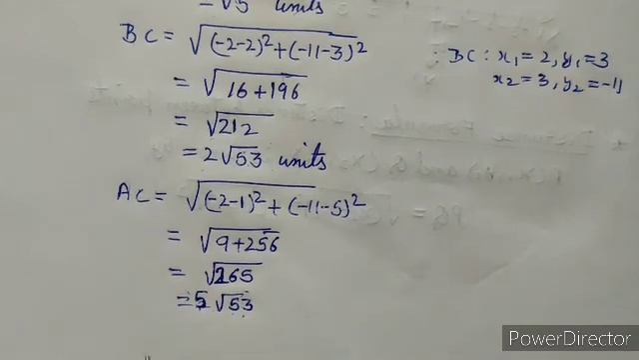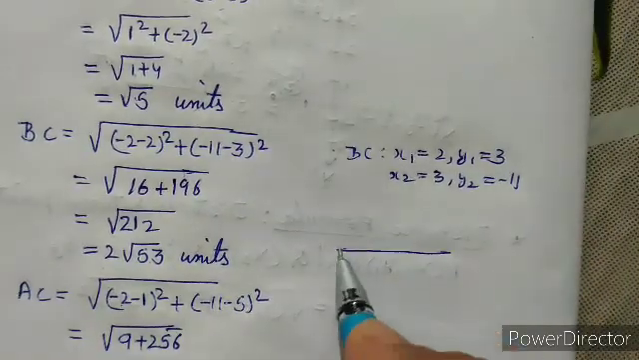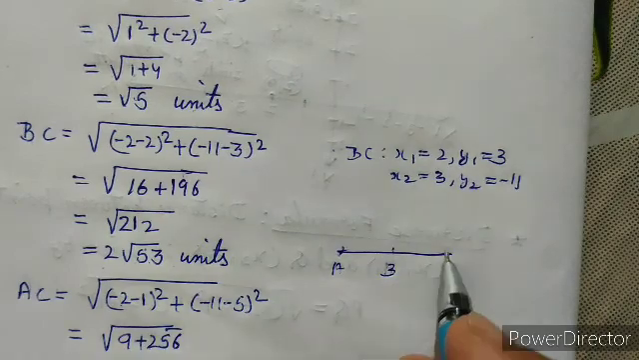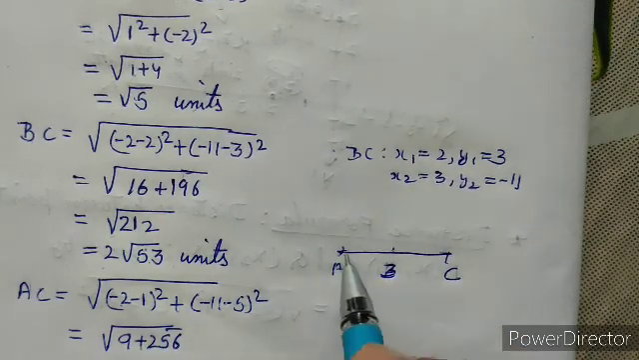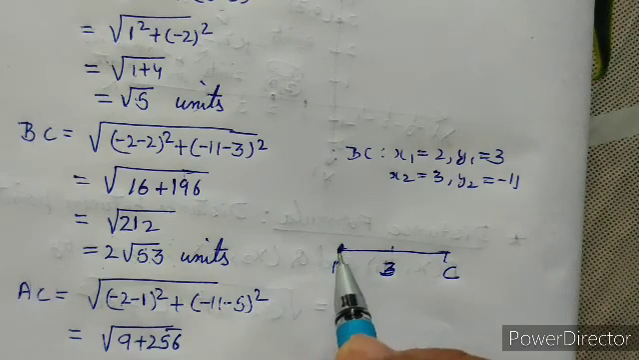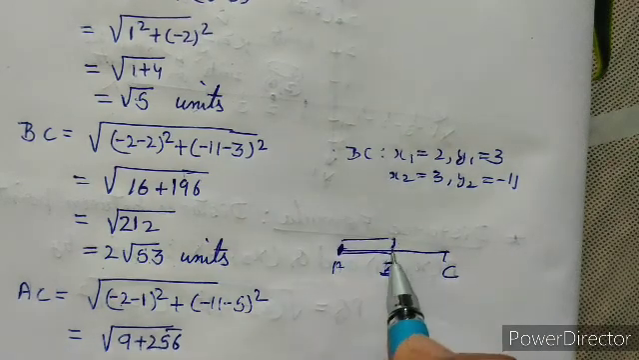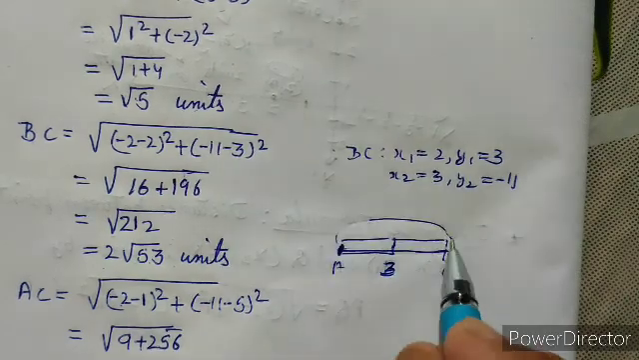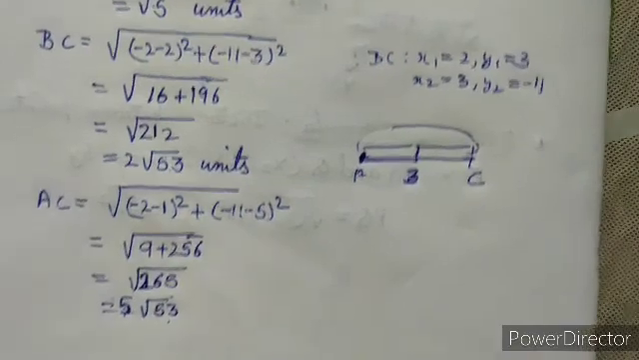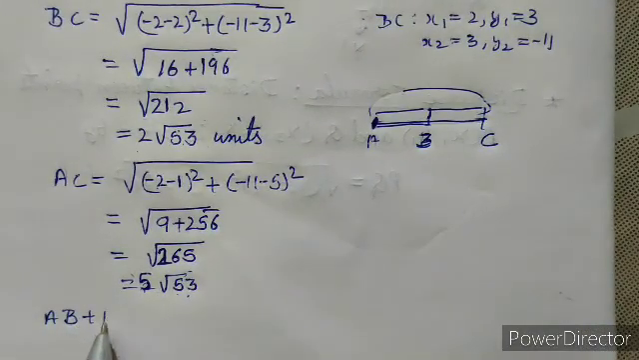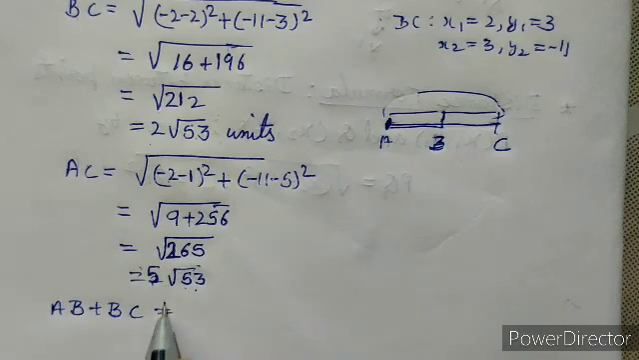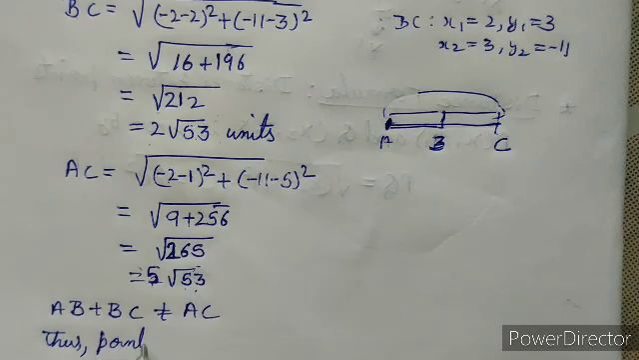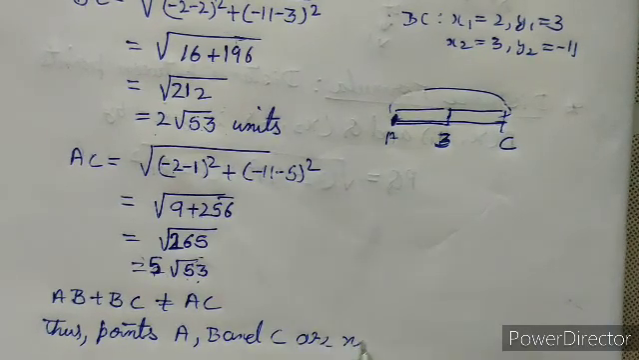Now, as we see here, the three points A, B, and C are collinear if AB plus BC is equal to AC, but as we see here, AB plus BC is not equal to AC. That means the given points A, B and C are not collinear.